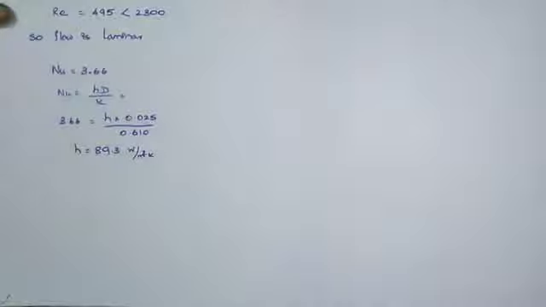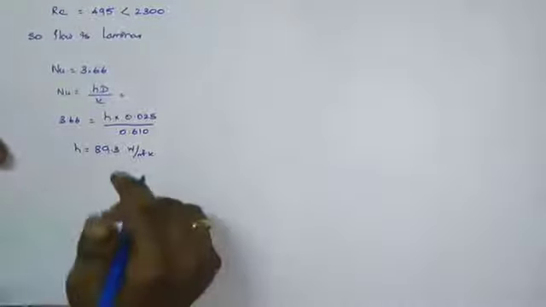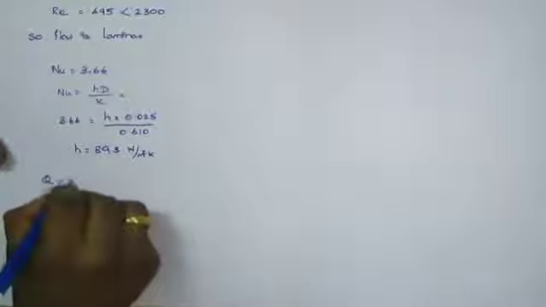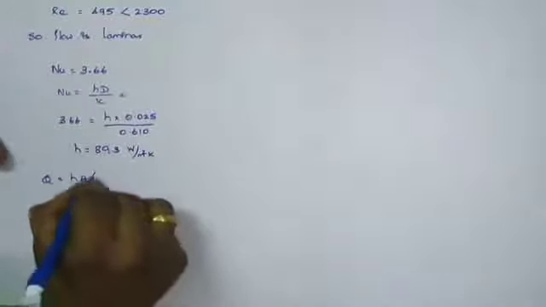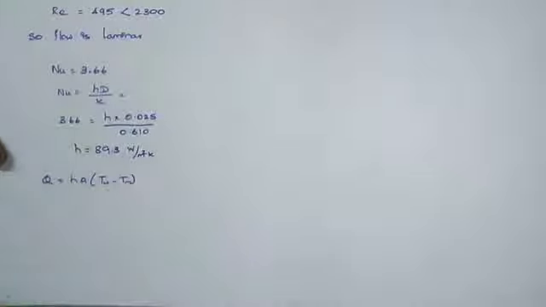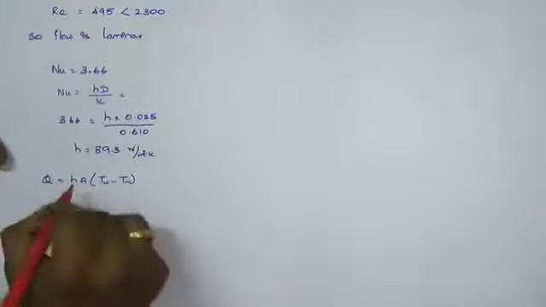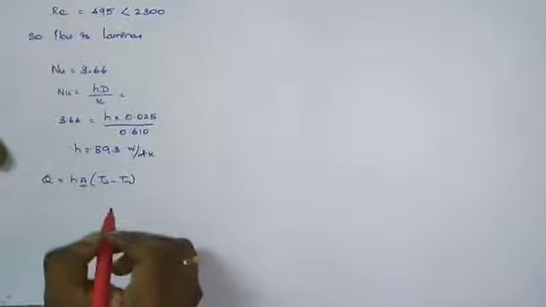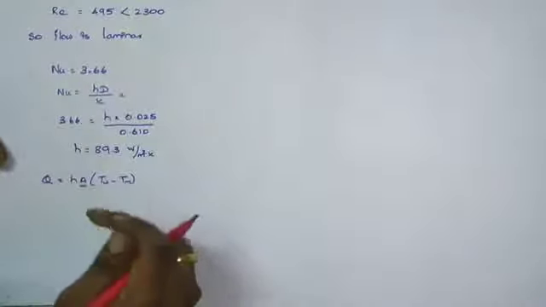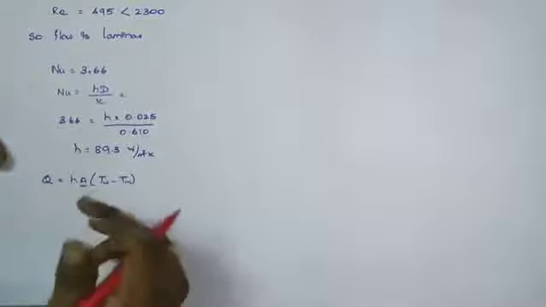Now you have to find the length of the tube required. You can find the length of the tube from the heat transfer formula, Q equal to hA(Tw minus Tm). Here the area is not your cross-sectional area, since it is convection, where heat is transferred from the surface of the cylinder. So the area equals the surface area.